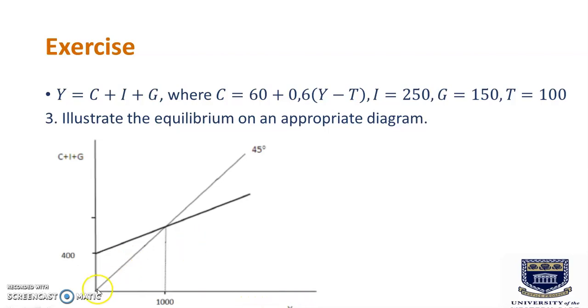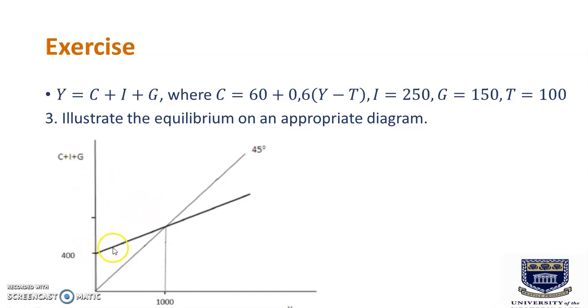Next, you need to show your 45-degree line. We know that your 45-degree line shows you all the points where Y is equal to A. Then next, we need to plot our aggregate spending function. Your aggregate spending function would have a vertical intercept, and that vertical intercept is given by the 400 that you calculated previously, and that represents the autonomous components C bar, I bar, and G bar.